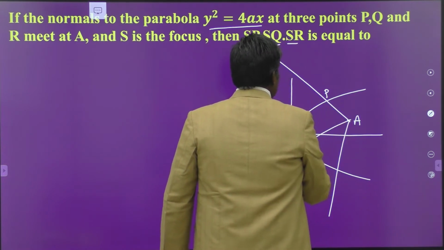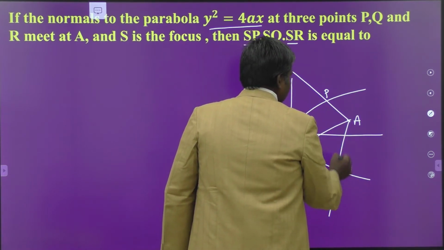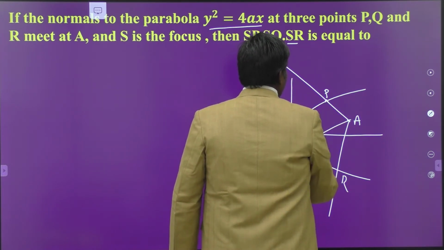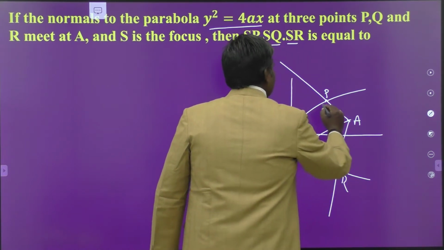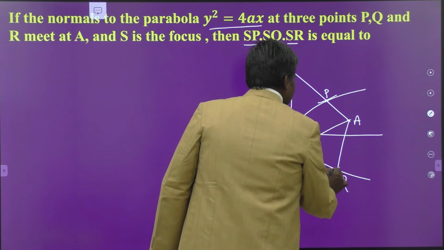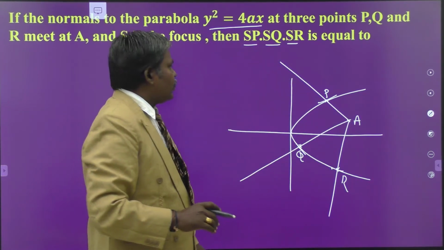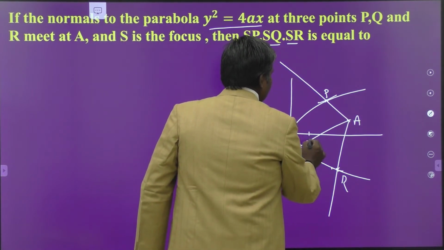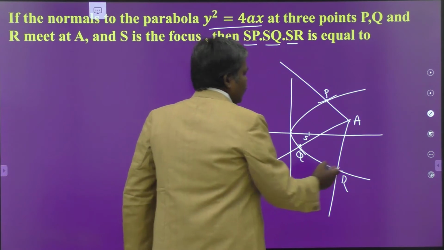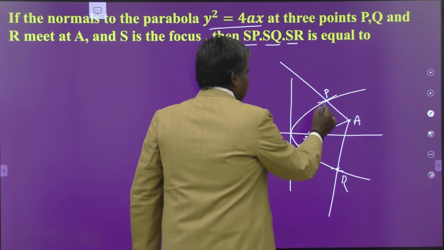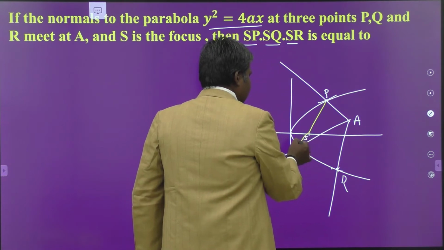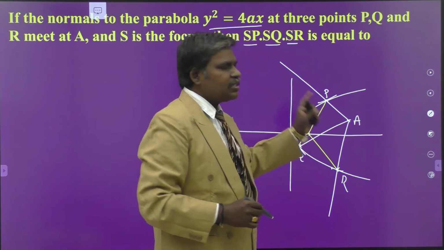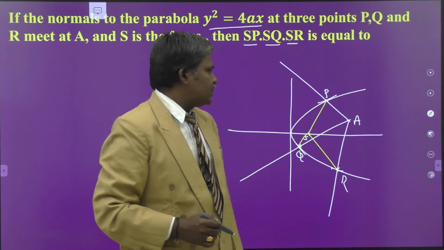These are the points of intersection of the normals with the parabola. That means these are the 3 feet of the normals. This is one of the feet, second foot and third foot. That means if you draw tangents at these points, they make 90 degrees. That is the sense. Now we have to find SP, SQ, SR. What is S? S is the focus of the parabola. This is SP. This is my other distance SQ. This is SR. Clearly these 3 are focal distances.